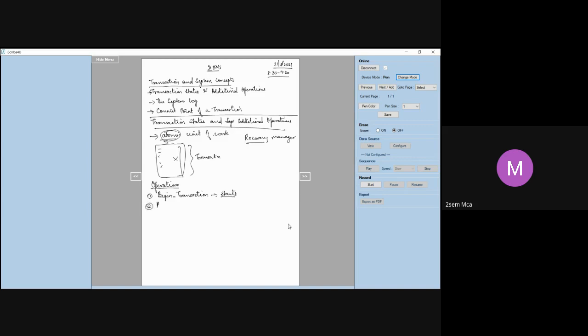Next, read or write. This is another operation. What does this specify? As the name indicates, this specifies the read or the write operation on the database items that are executed as part of your transaction. So in the last class, we saw read item of X, write item of X. X is nothing but a particular item which you want to read or write. So this read or write specifies which item you are trying to read, which item you are trying to write, and so on.